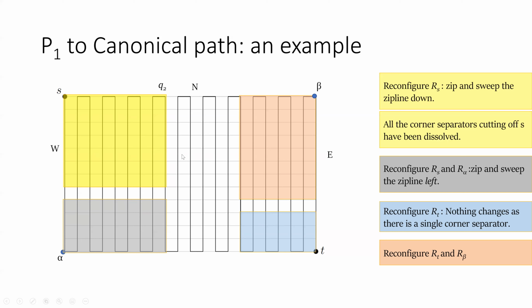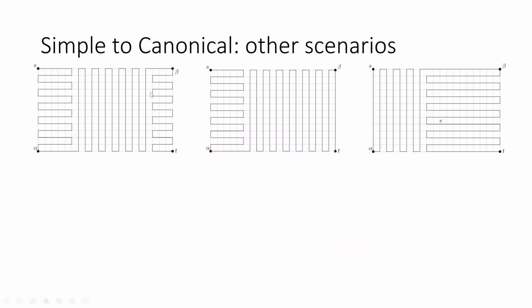And finally, we get this form, which is a canonical path already. This is just an example where we started with an even number of corner separators cutting off S and a single corner separator cutting off T, but we can have other scenarios where at this point we are going to end up with something like this.